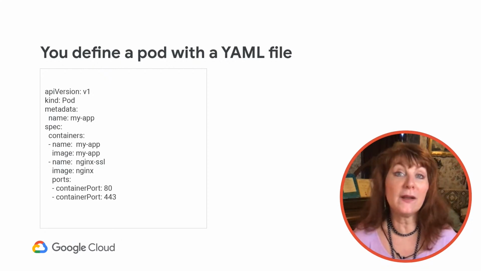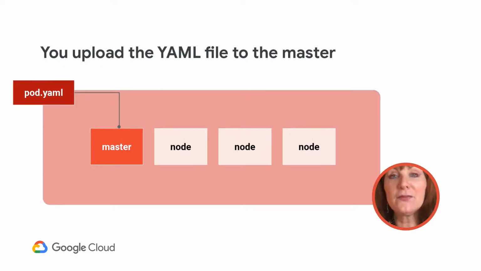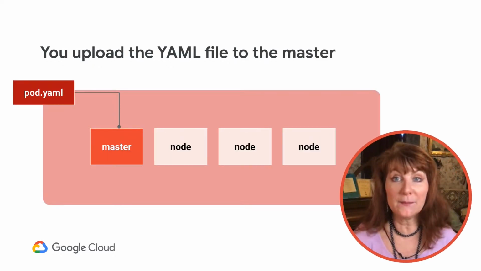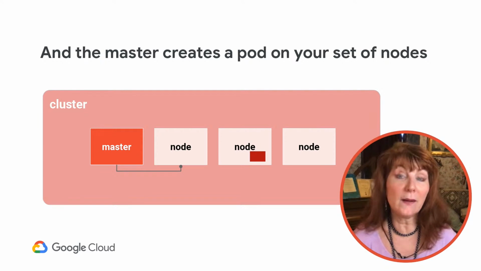And when you define a YAML document like this one, you upload that to the API server where it runs your containers. Now, after you create the pod YAML file, you upload it to the master. And then etcd on the master creates a pod on your set of nodes.